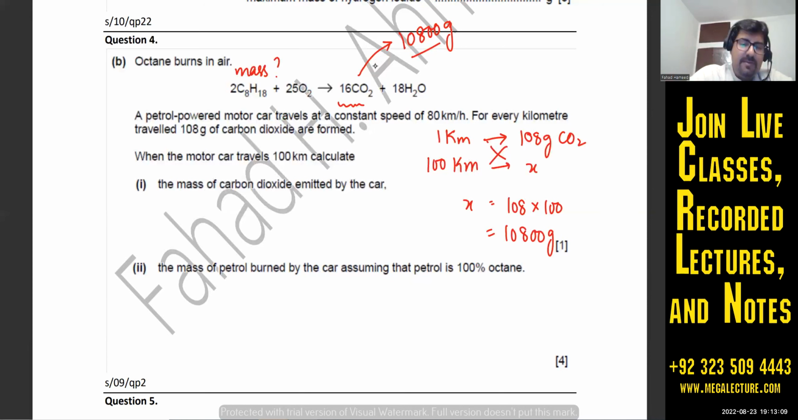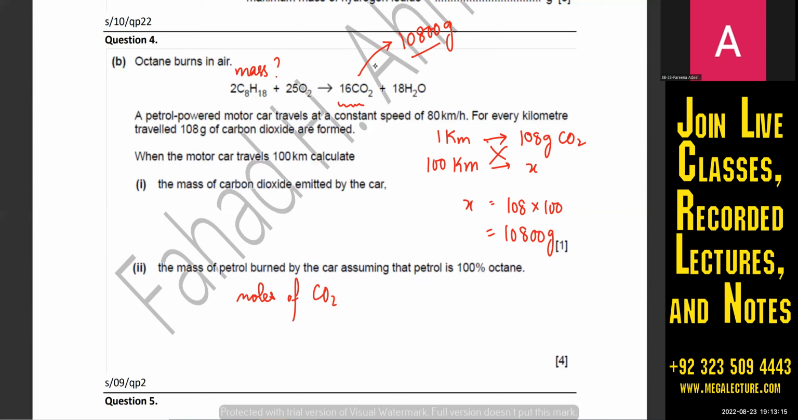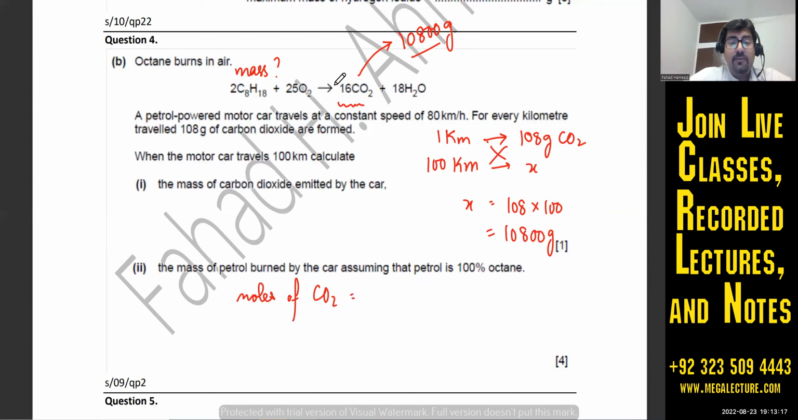So मैं इसको neatly यहाँ पे कर लेता हूँ. I need to find out the moles of carbon dioxide. Okay, the equation works on moles. So how do you find moles? Mass divided by molar mass. I know the mass: 10,800 grams of carbon dioxide were produced. ठीक है, moles is mass divided by molar mass. Molar mass क्या होगी? That's 12 plus 16 times 2.